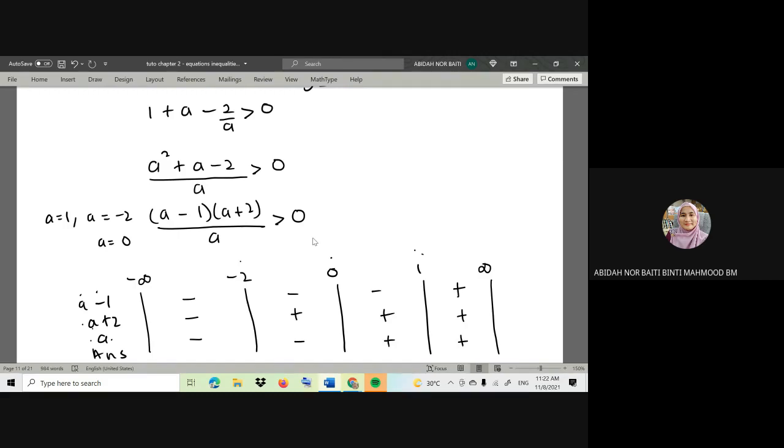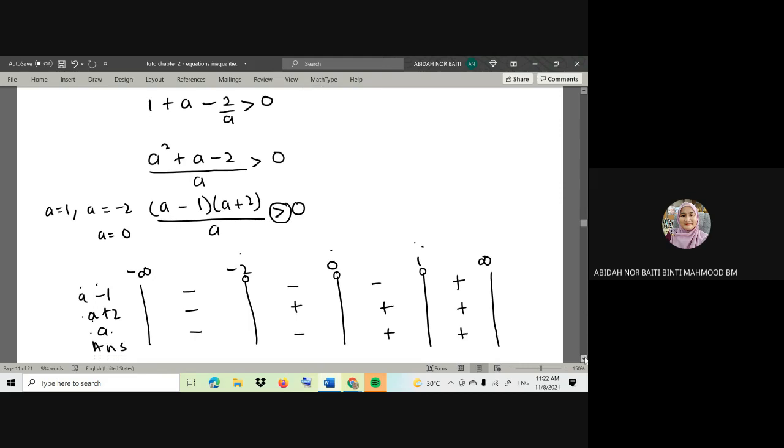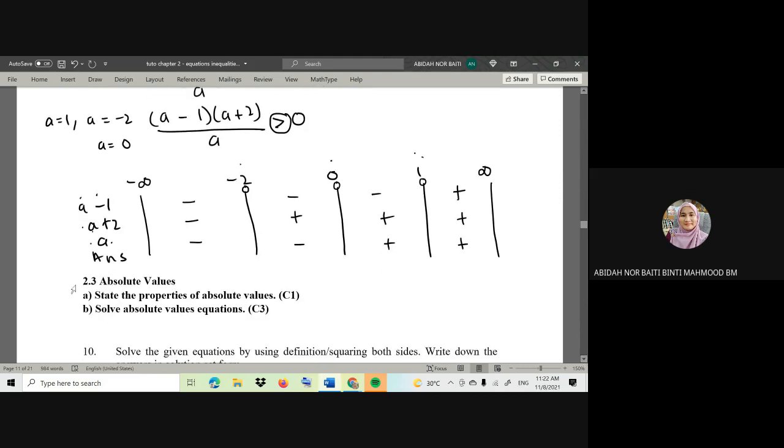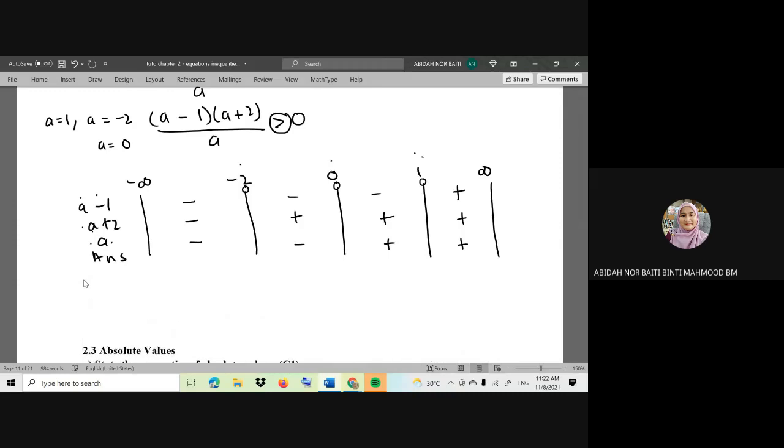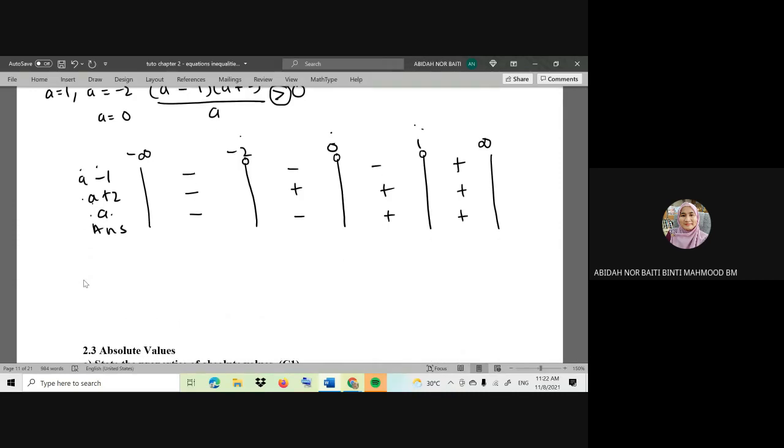Okay, the inequality has no equal sign. So for all points we use an empty circle. Okay, also we use empty circle because there is no equal sign. Then find your answer. Okay, here is positive, negative, positive, and negative. Okay, greater than 0 is positive. So this is your answer. Okay, this one.